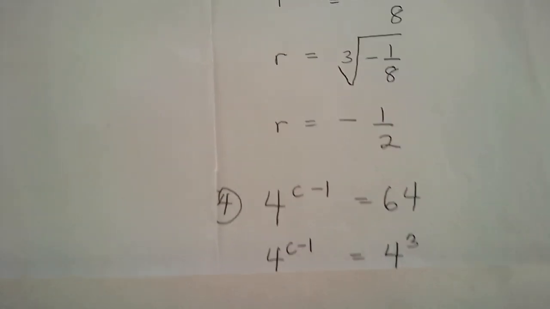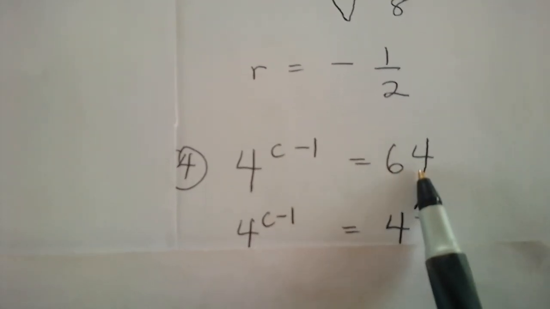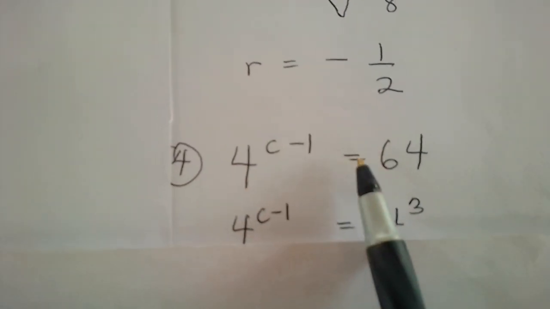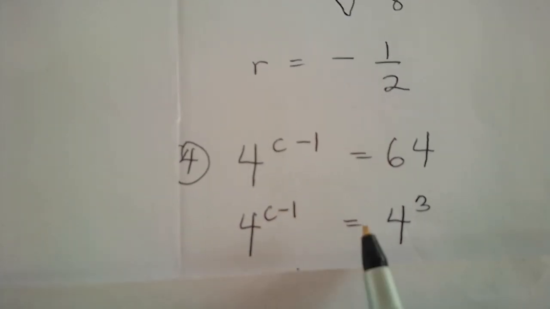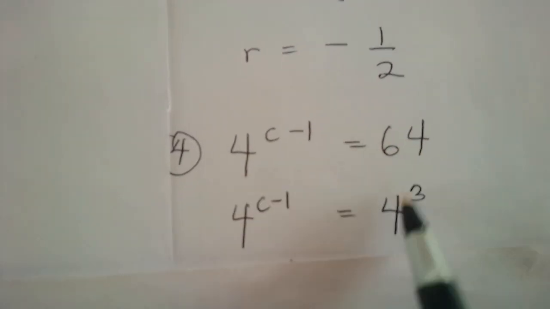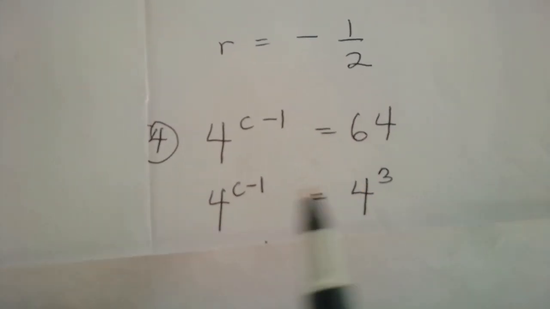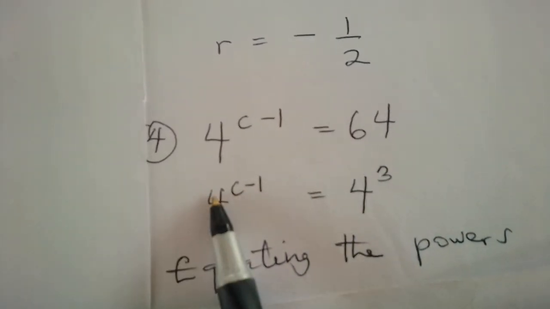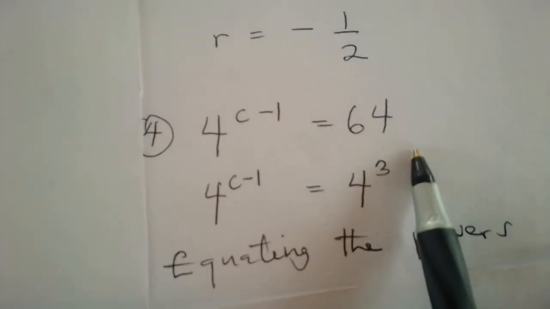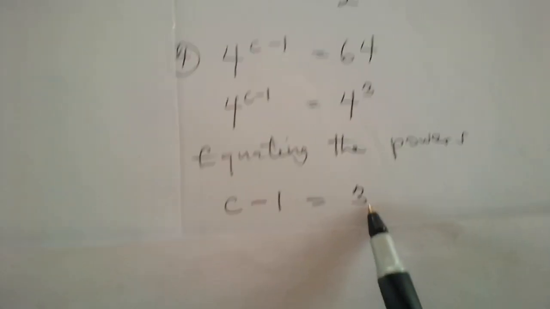Now let's move further to number 4. Number 4 is 4 raised to power c minus 1 equals 64. Same thing as saying 4 raised to power c minus 1 equals 4 raised to power 3, because 64 is the same thing as 4 raised to power 3. Now, since we have the same constant number, we can equate the powers. So when you equate the powers, we have c minus 1 is equal to 3.